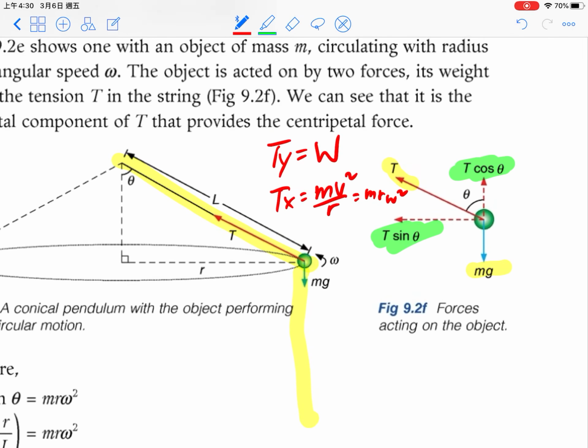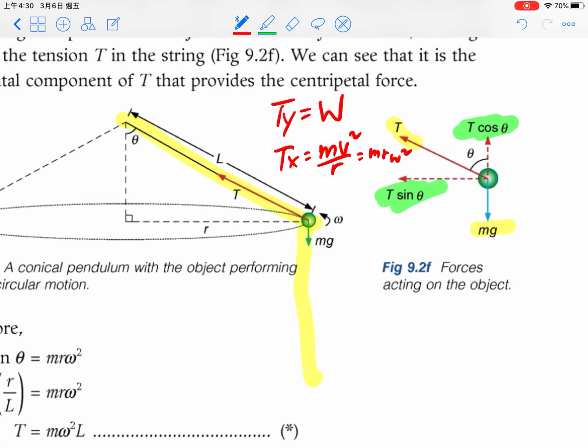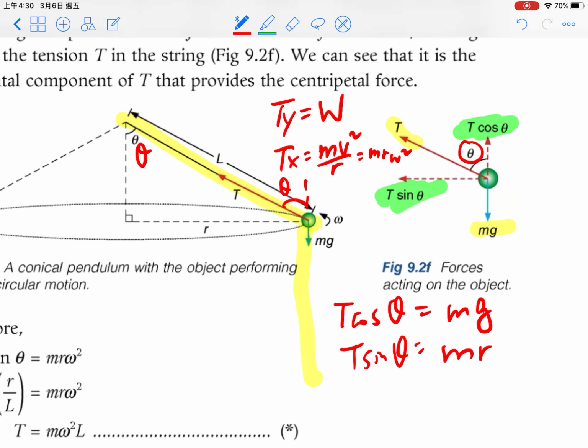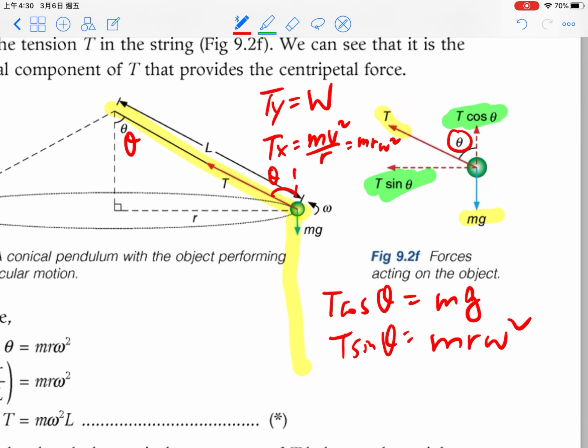Now here we have learned how to resolve components at the beginning of Form 4, right? So Ty would be T cosine theta. We have theta here. So T cosine theta will be equal to mg, and T sine theta will be mr omega squared.